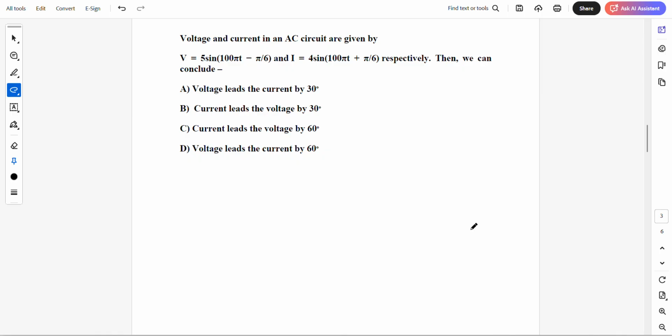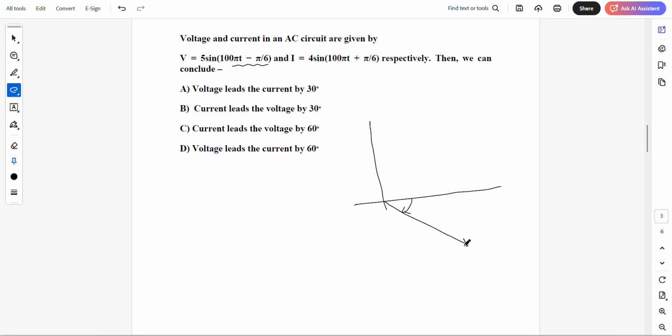What is it saying? It is saying that voltage and current in an AC circuit are given by, okay, now again draw the x-axis and draw the positive y-axis. Now see here, this is leading or lagging? This is lagging by an angle how much? Pi by 6. Therefore V will be lagging, which means downwards in the clockwise direction. This is like this.